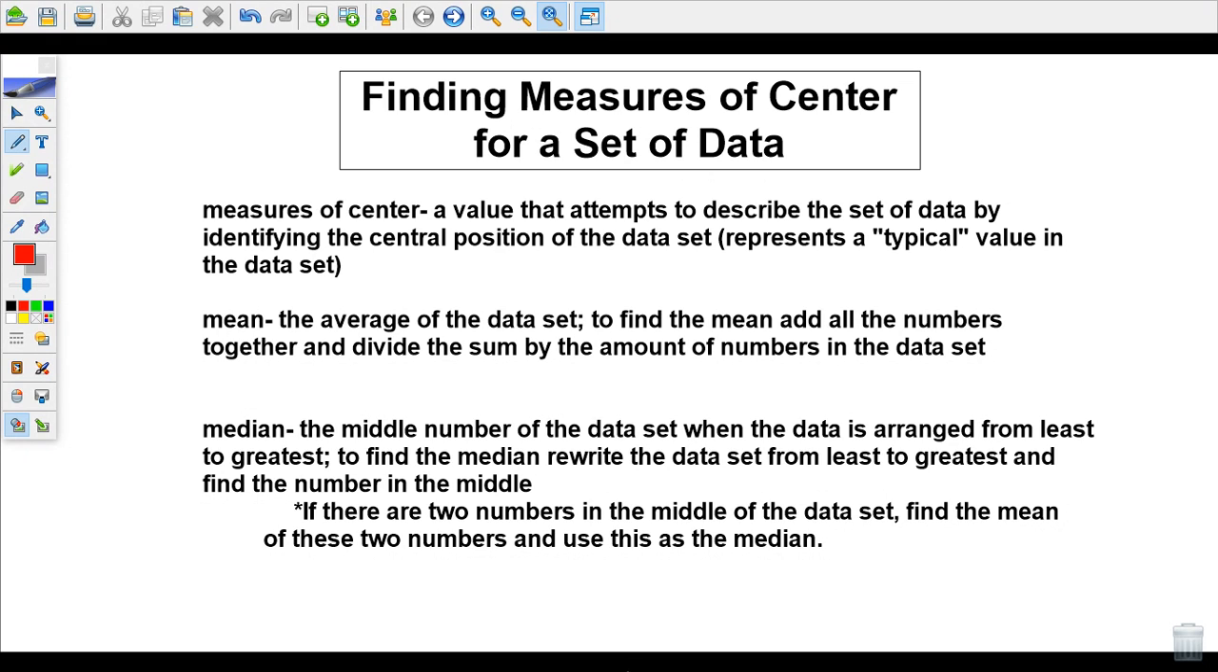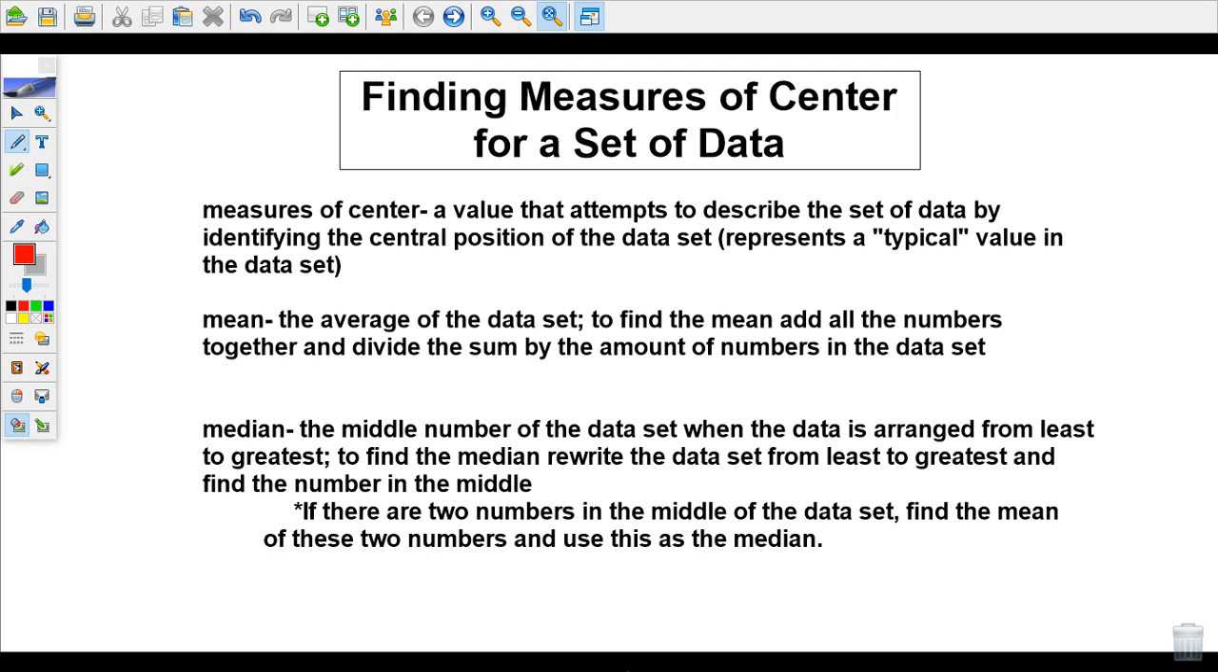Hey students, in this video we're going to talk about some measures of data and some statistics on data that give us an idea of what the data represents. We're going to focus on just finding them. Later on, we're going to work on actually interpreting what those things tell us about the data. So right now we're just working on finding them. There's measures of center and there's also measures of spread of data.